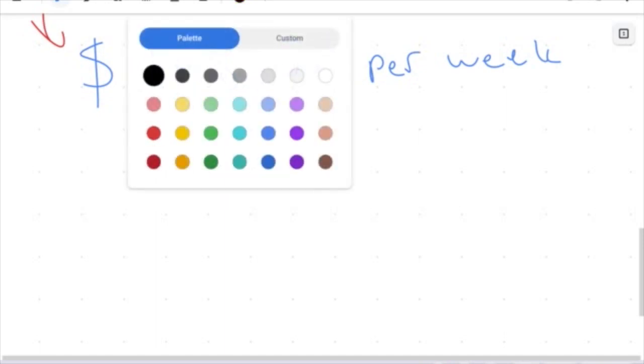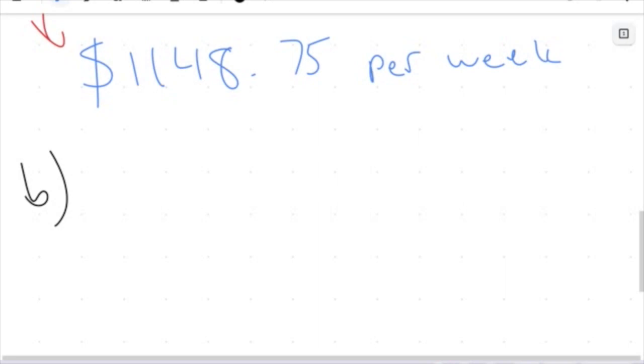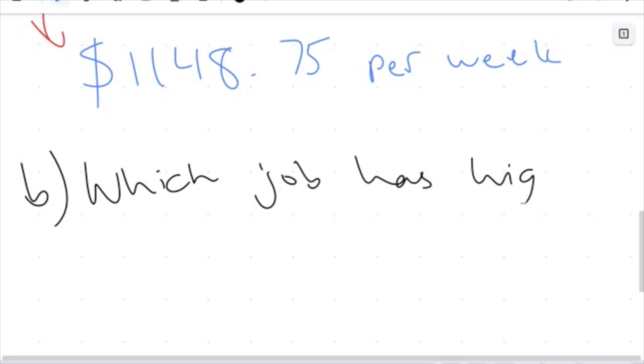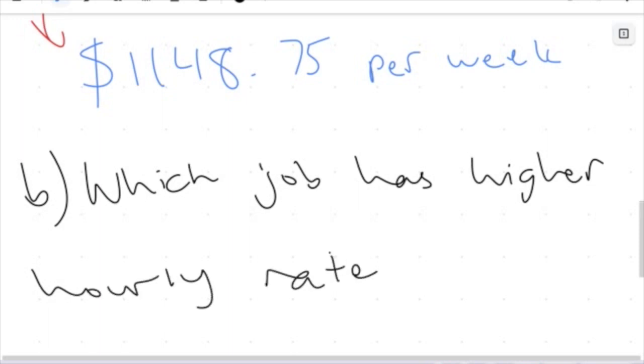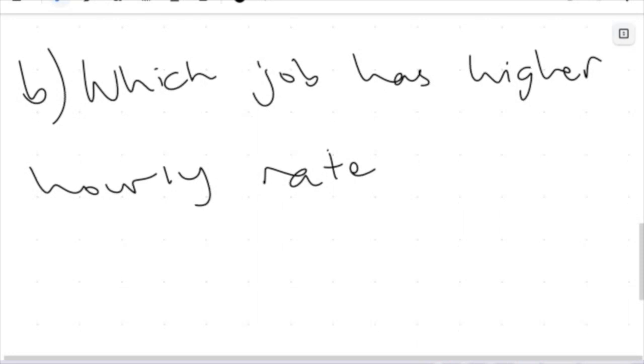Now, for part B, we want to find which job has the higher hourly rate. And this is going to help us in our decision. Obviously, it's not always about the money. Sometimes other things with jobs come in handy, but we want to really figure out where we're at. How does one pay compare to the other?